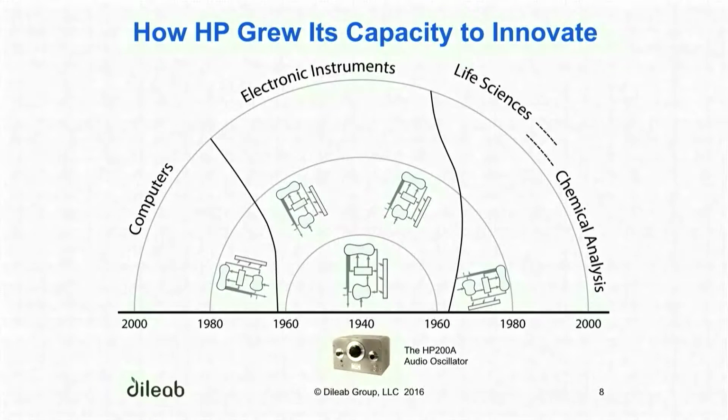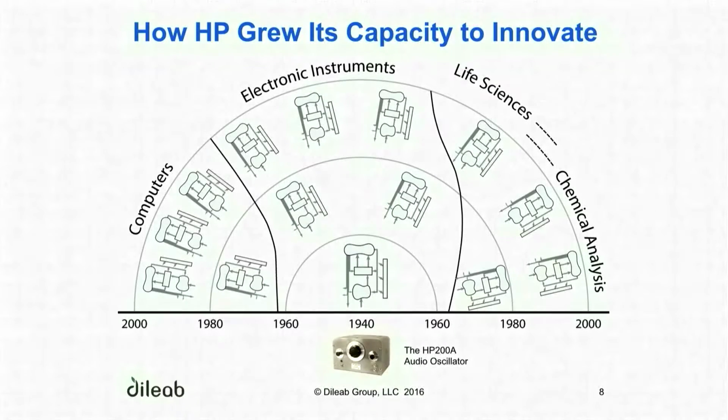Between 1960 and 1980, HP's electronic instruments business expanded to address new opportunities. New business units and additional innovation systems were established. In addition, HP made inroads into the computer market with a line of handheld and desktop calculators. The company also entered the chemical analysis market during this period with gas and liquid chromatography products.